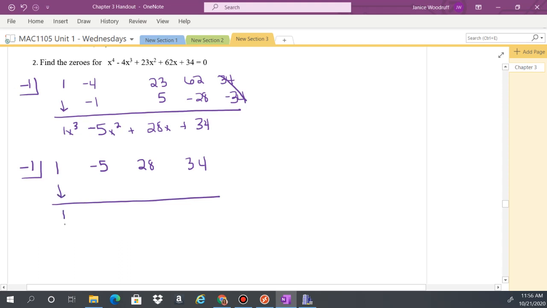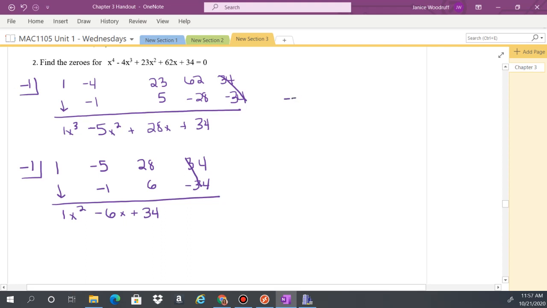Okay, bring down the 1. 1 times negative 1, negative 1. Negative 5 minus 1, negative 6. Negative 6 times negative 1, positive 6. So give us a 34. Negative 34. These cancel out. All right, so now this is 1x squared minus 6x plus 34. So we'll plug this into the quadratic formula.